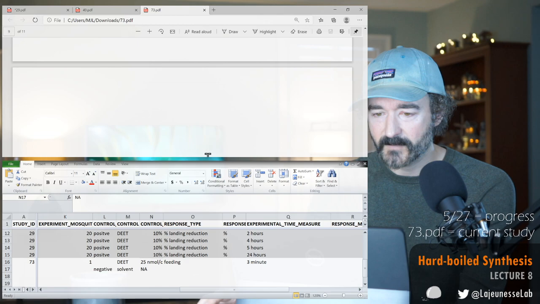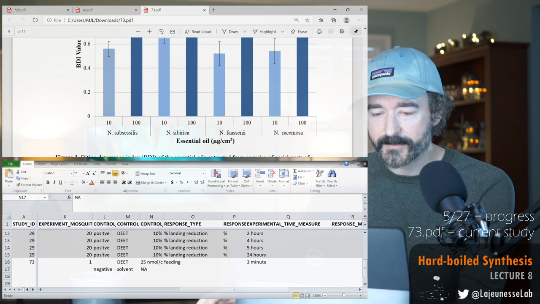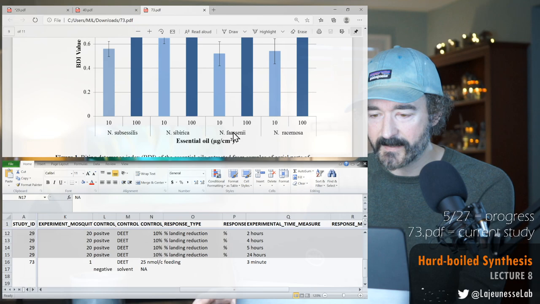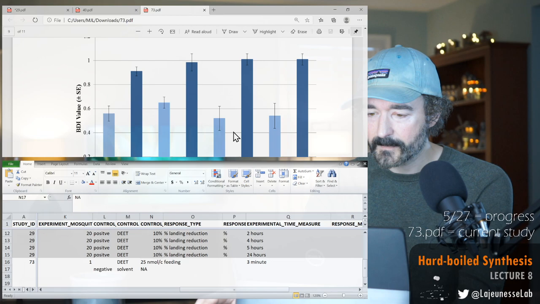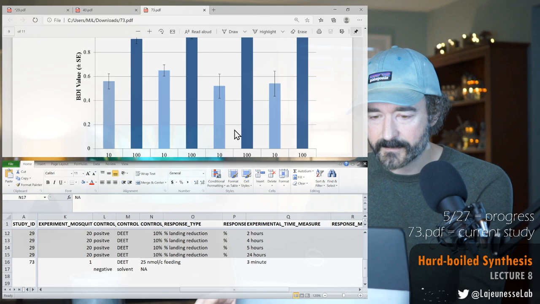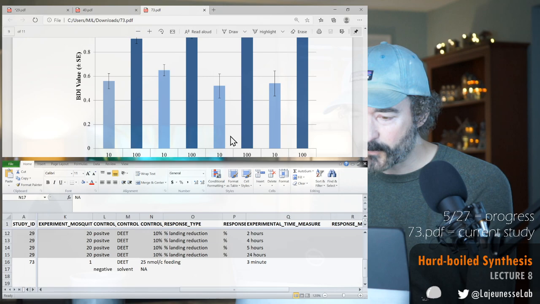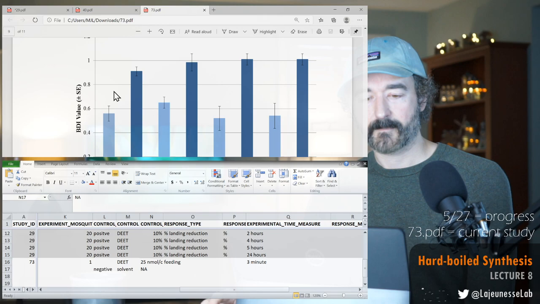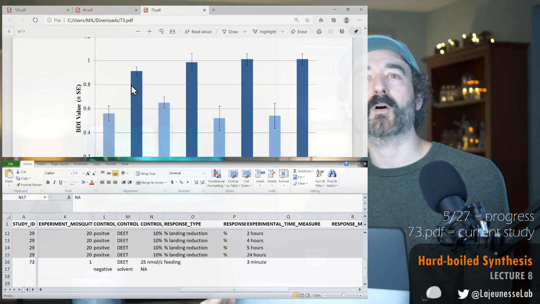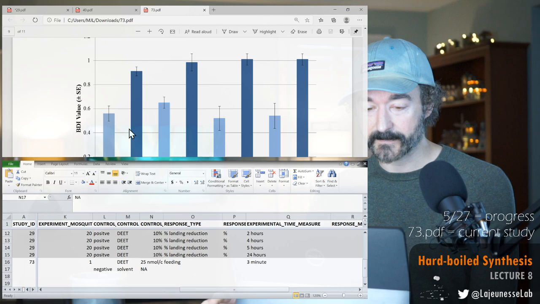Table, figure. Biting deterrence index of essential oils extracted from samples of aerial parts of these 4 species against female Aedes aegypti. Ethanol was used as a control, DEET was used as positive control. But there's only one column, only one bar for each response. This is confusing, because there should be a bar for the essential oil, a bar with DEET, and a bar with the negative control, the solvent. But we just have the one bar here.